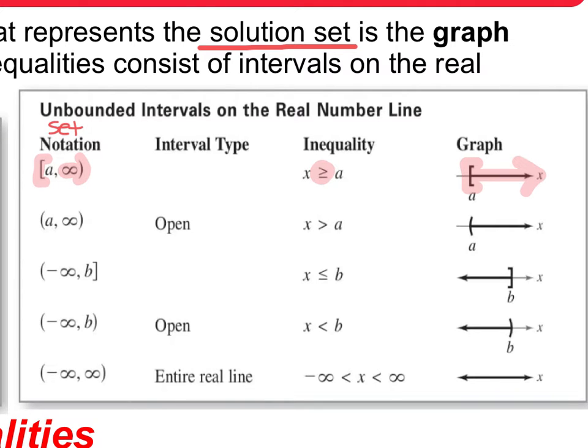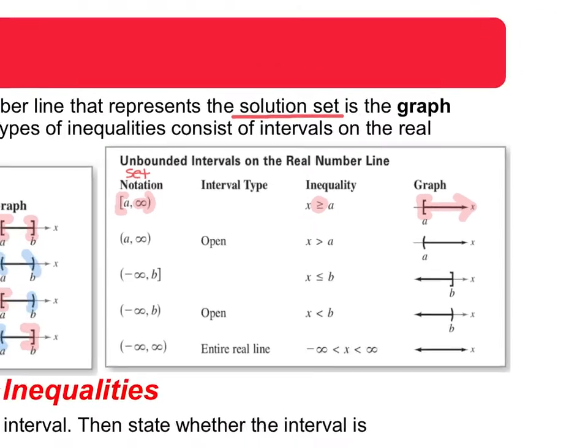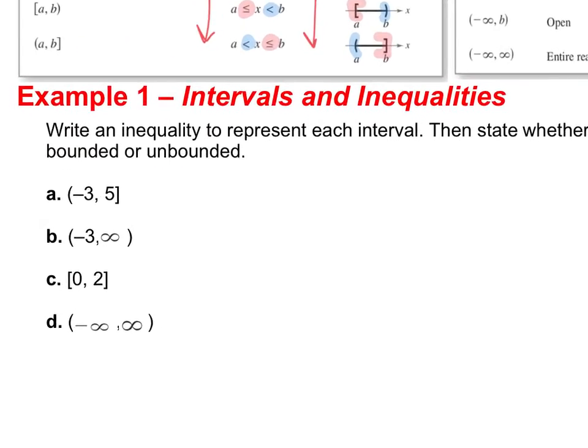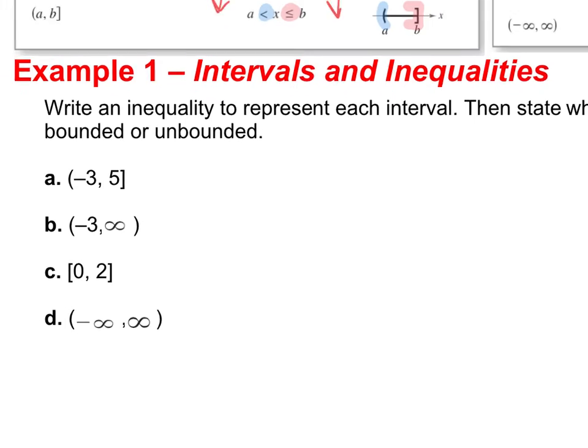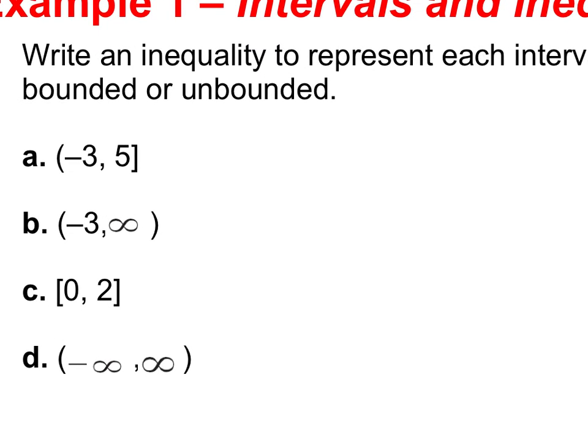So now let's go ahead and actually look at a couple. We're going to write an inequality to represent each interval and then state whether the interval is bounded or unbounded. And we're going to graph these just to get some of that review in. So what this first interval says is we have -3. And because it's a parenthesis, that's just going to be less than x. But then we have a bracket, so that's less than or equal to our last number 5.